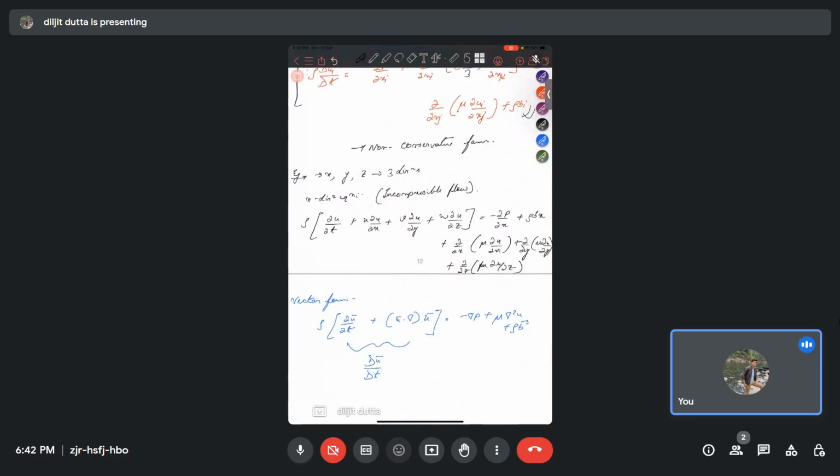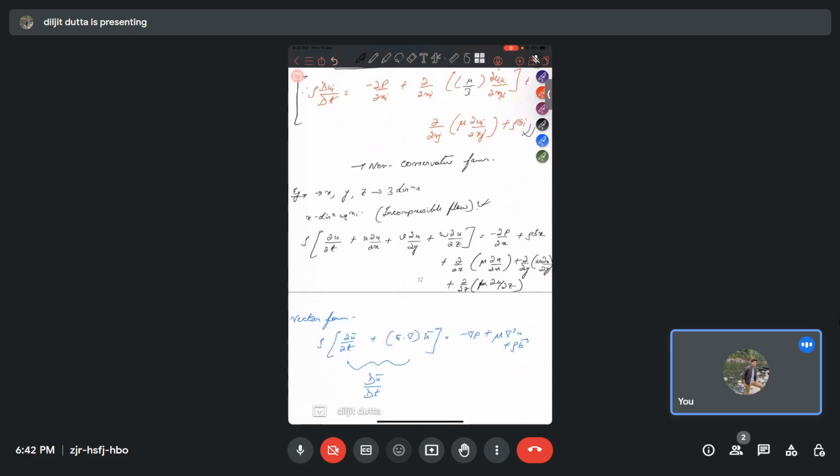And now the same equation for incompressible flow, it is the same. This term will go to 0, so only the first term will remain, then rho b_x will remain, and this term will remain.